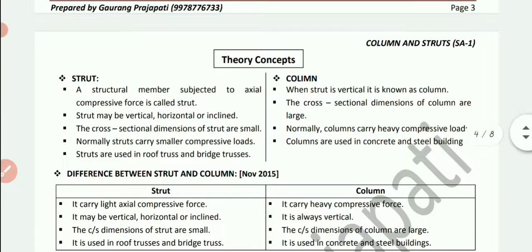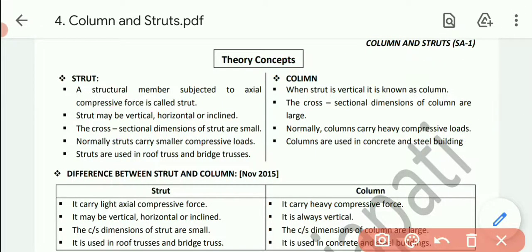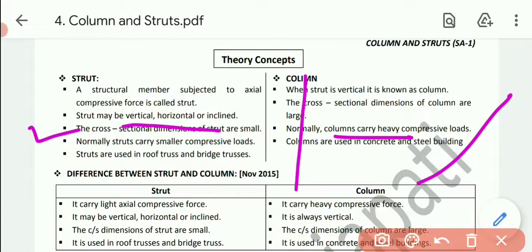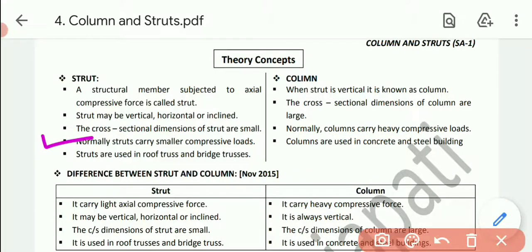So first of all, let's understand the difference between column and strut. Let's try to understand what you mean by strut. A structural member subjected to axial compressive force is called the strut. So strut is any structural member which is subjected to compressive force. It may be vertical, horizontal or inclined. So it can be of any orientation. The cross section dimensions of the struts are small. Normally struts carry smaller compressive force, and struts are used in the roof truss and in bridge truss. So this is all about the strut.